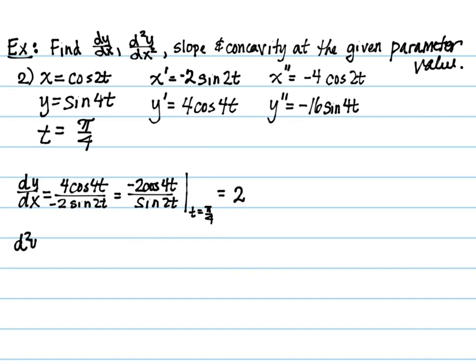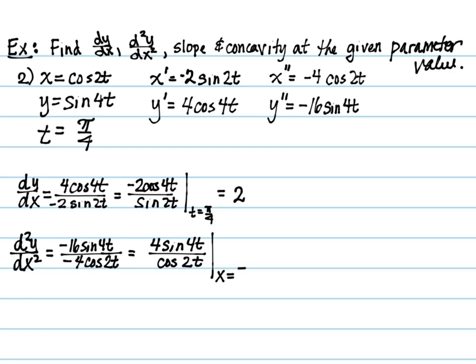Second derivative, so d²y over dx². This one would be negative 16 sine 4t over negative 4 cosine 2t. So the negative 16 and the negative 4 will simplify to 4 sine 4t over cosine 2t. That's the d²y/dx². And then evaluating it at t equals pi over 4.